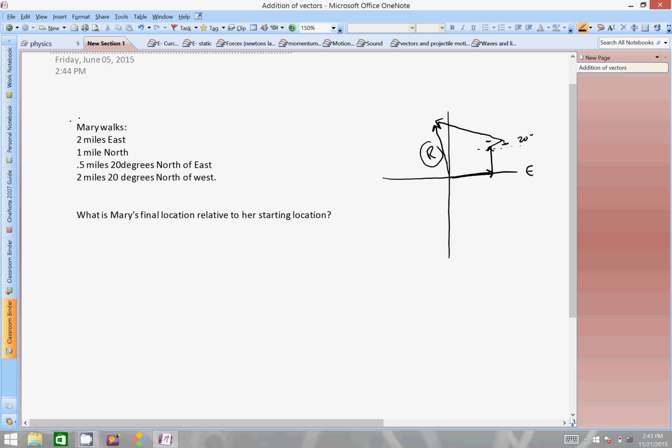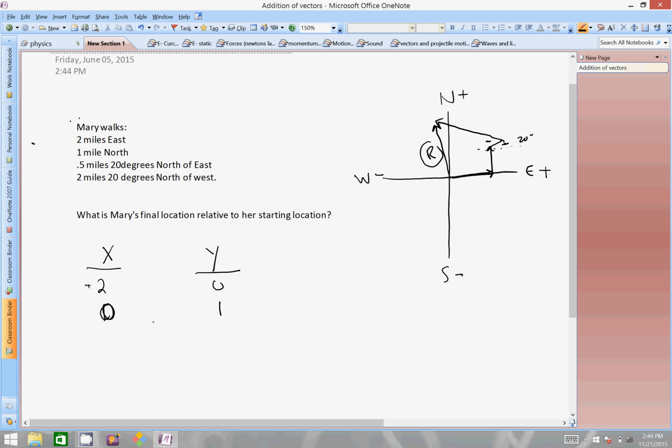So let's start doing this mathematically. I have all my x components and all my y components, and I'm going to start adding them up. The first leg goes 2 miles east. East is going to be positive, west negative, north positive, and south negative. So first off, we have 2 miles east, that's positive 2, and nothing in the y direction. Then 1 mile north, and nothing in the x direction.